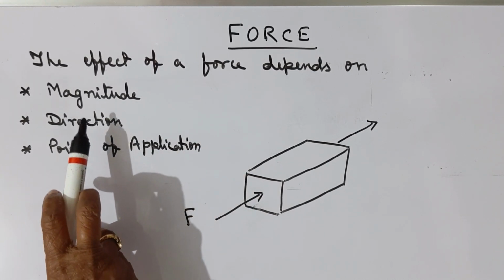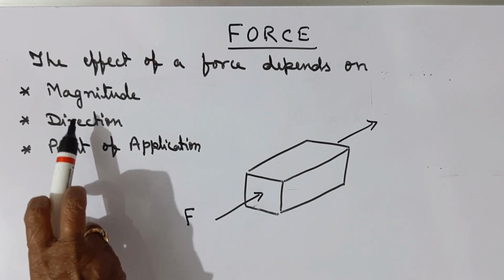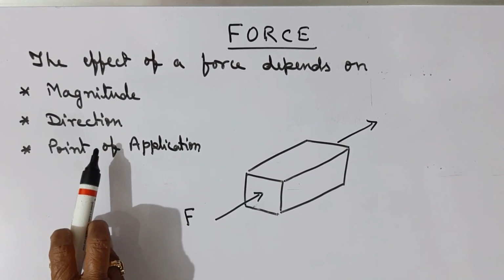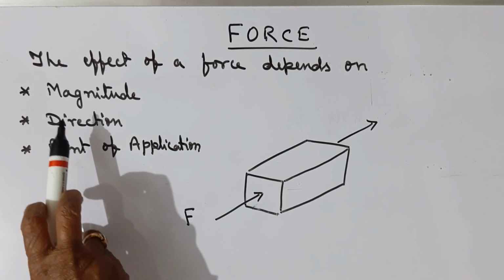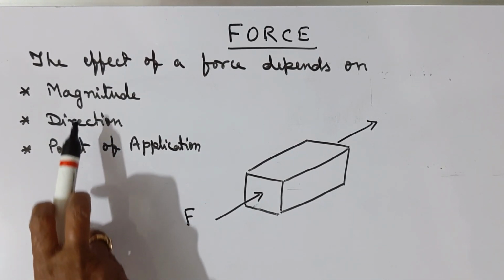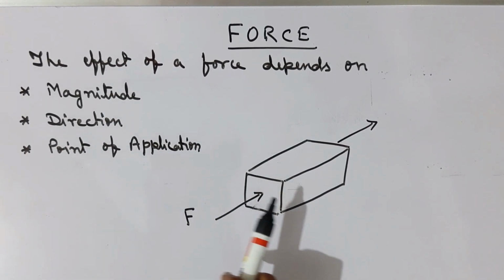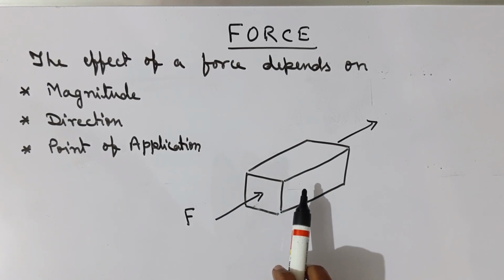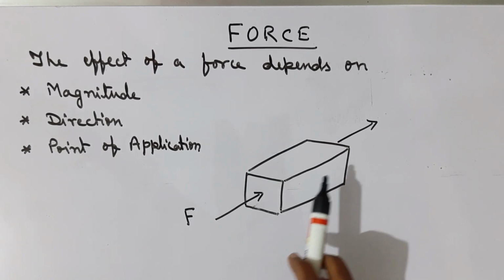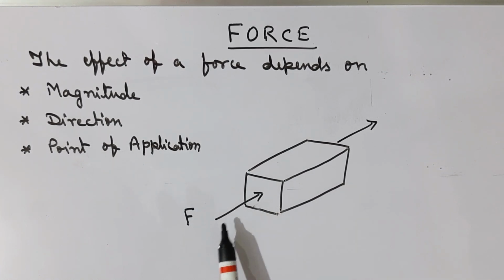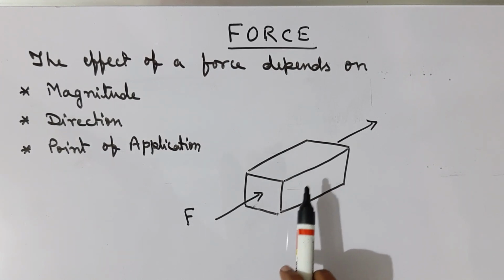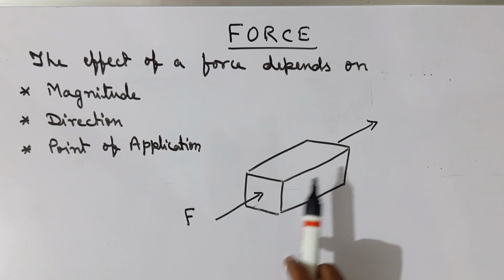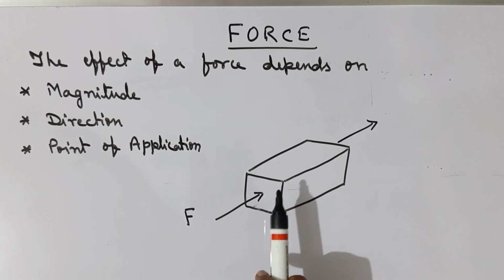And all these three are equally important, and the effect of the force changes due to change or variation in any of these three. So let us take an example. Let us consider this block. It is a cuboid and it may represent a block, either a wooden block or a metal or anything. So if we apply a force on it, let us see what happens when the force is applied in different directions. In order to understand the nature of the force completely, let us take a practical example.